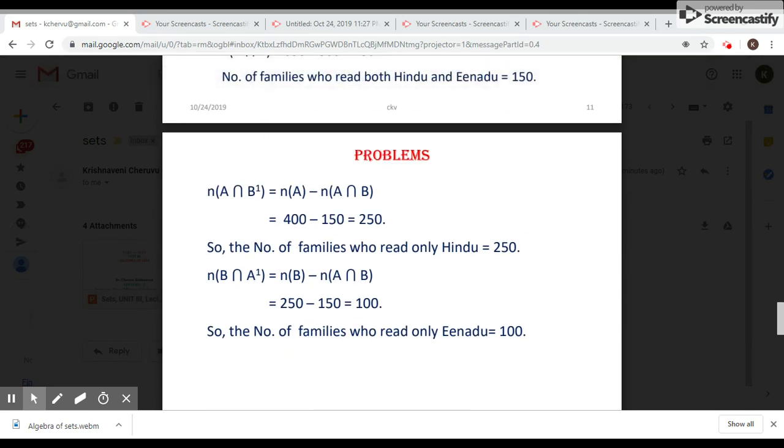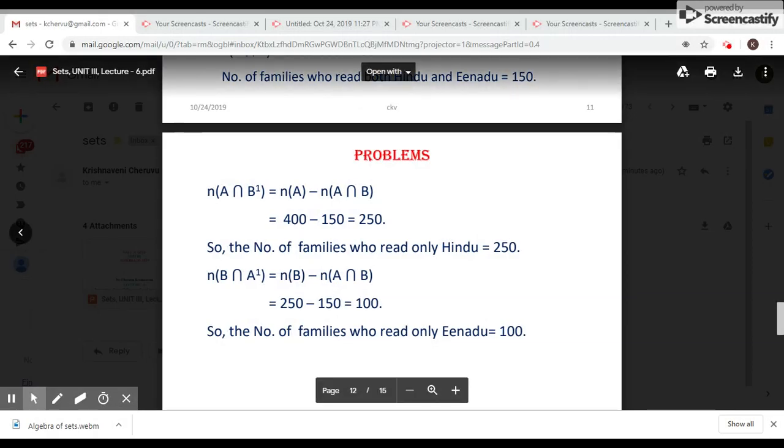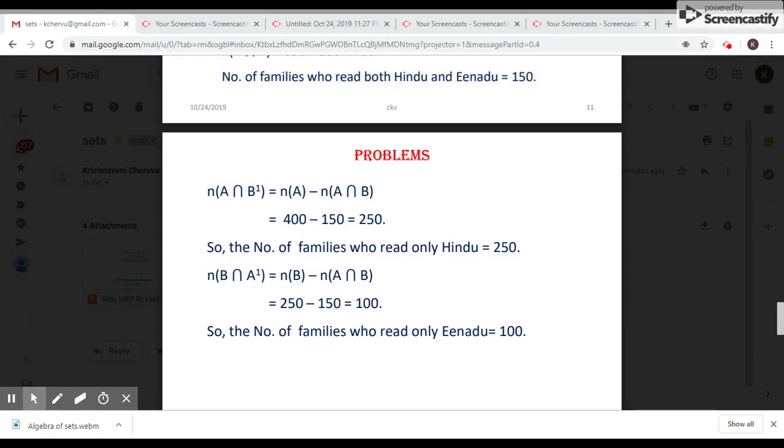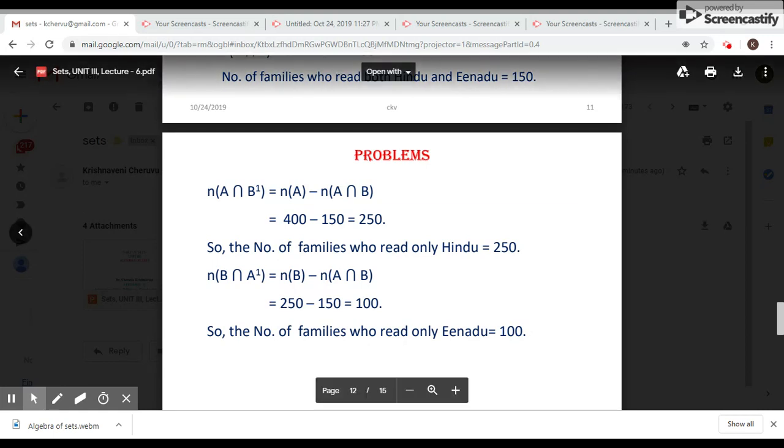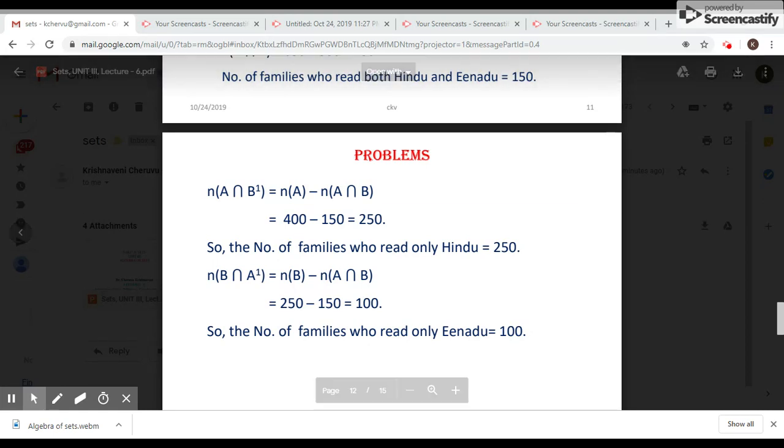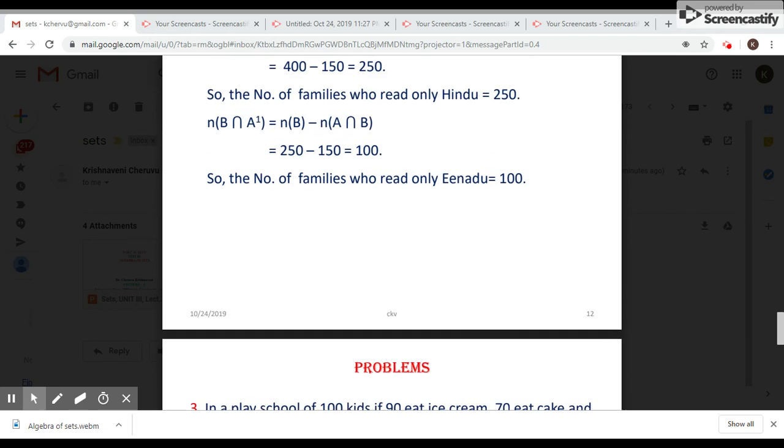But according to the question, we need to find out the number of families who read only Hindu. So this is where you need to use this formula, n of A intersection B complement, those who read only Hindu. And this is how we find out the number of families who read only Inadu, n of B minus n of A intersection B.